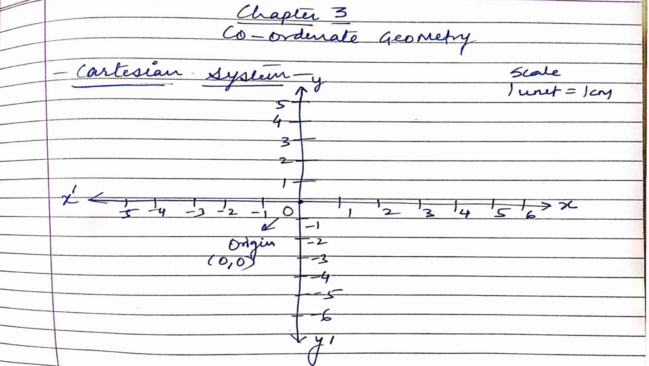Let's see. You can observe one more thing over here. This XY plane is dividing this complete paper into how many parts? 4 parts. This is the first part, second part, third part and fourth part.